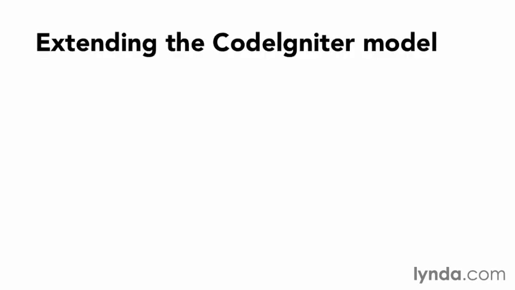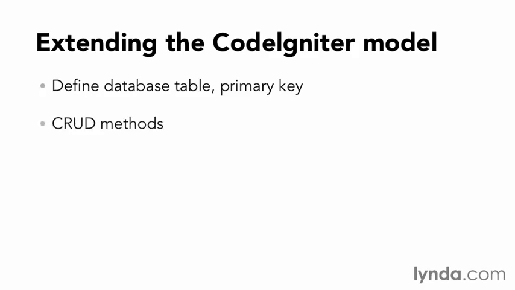In this chapter, I'm going to extend the CodeIgniter model to define the database table and primary key that's associated with it. Then, I'll integrate CodeIgniter's database functionality with CRUD methods to allow models to save themselves, similar to traditional MVC. With this context, I'm going to create models that will allow me to represent back issues of a magazine.